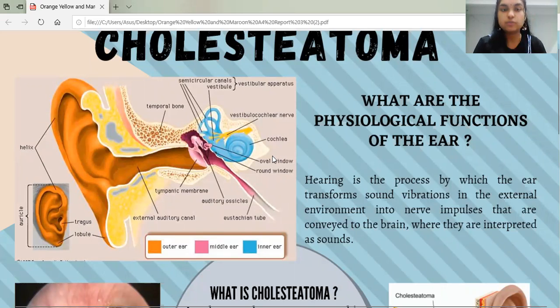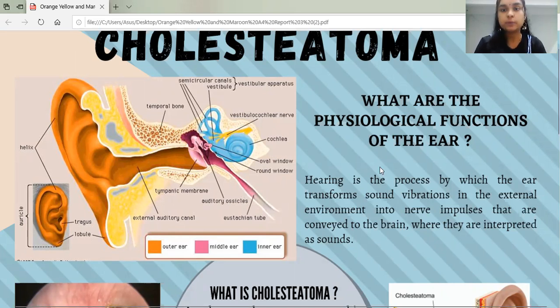Next, we move on to the middle ear part, which consists of auditory ossicles, tympanic membrane, and eustachian tube. Moving on to the outer ear, which consists of temporal bone, external auditory canal, tragus, lobule, auricle, and helix. Now let's look onto the physiological function of the ear.